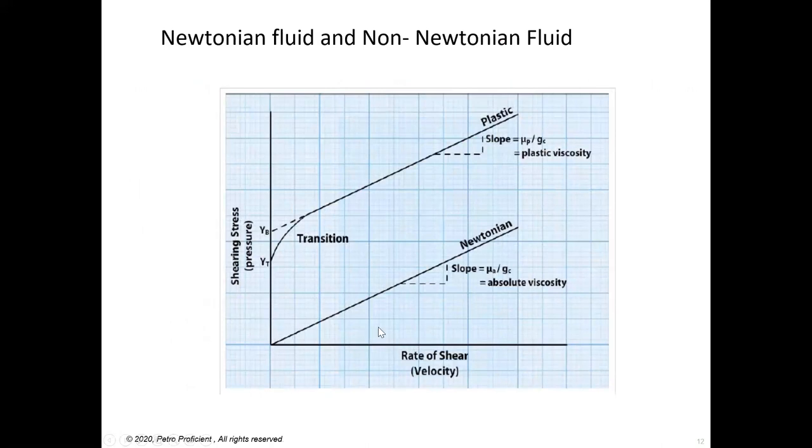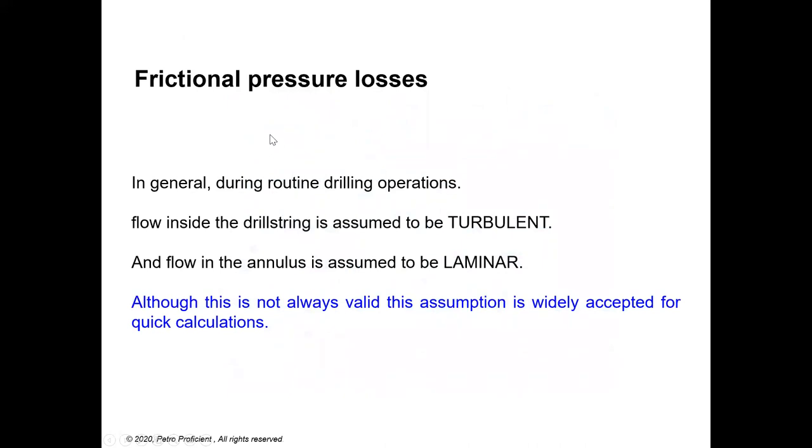So in general, this is the difference between Newtonian and non-Newtonian fluid. Most of the fluids that we deal with in terms of drilling fluid are non-Newtonian fluids. They also need some initial pressure to initiate motion. But Newtonian fluids don't need that, so they exhibit this kind of linear behavior. In general, during routine drilling operations, you would expect the flow inside the drill string to be turbulent and inside the annulus to be laminar.